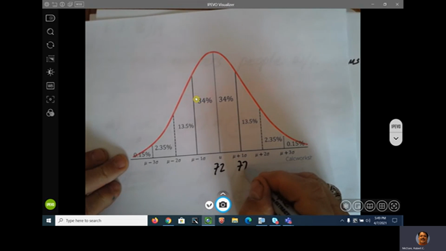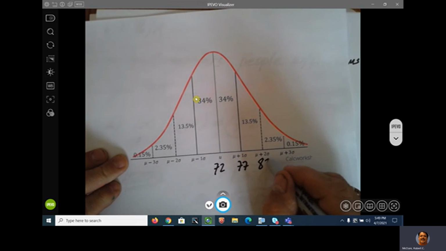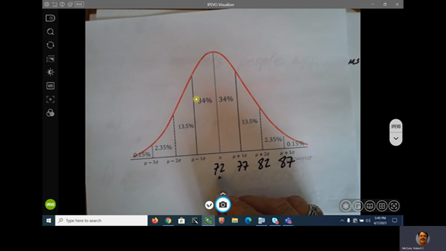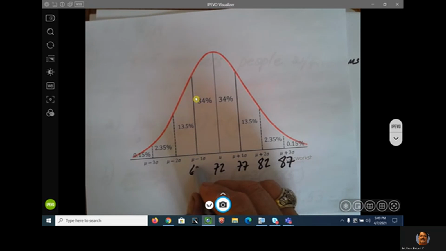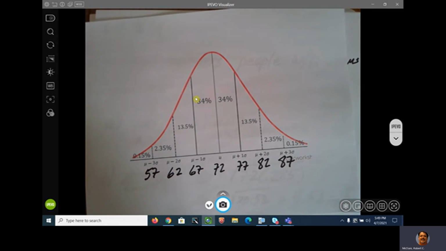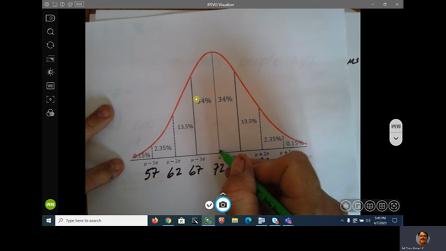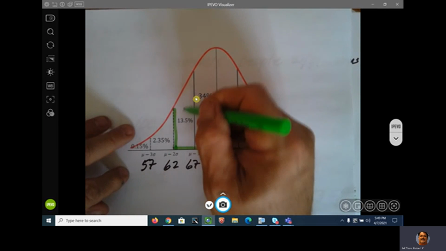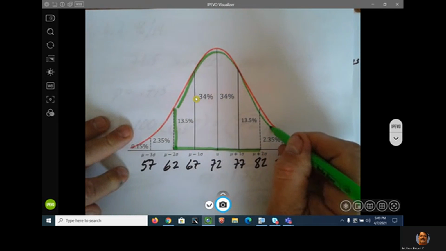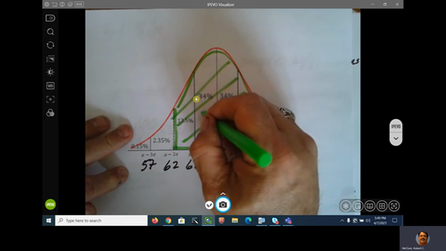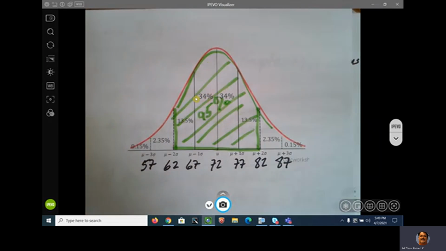So that's going to be 77, 82, and 87. And going the other way, 67, 62, and 57. Two standard deviations to the right and two standard deviations to the left is normal. We all know that represents 95%. And the yellow and the red is the unusual.